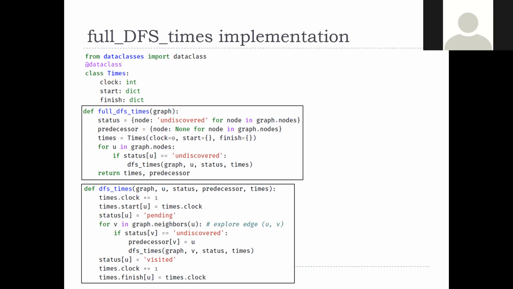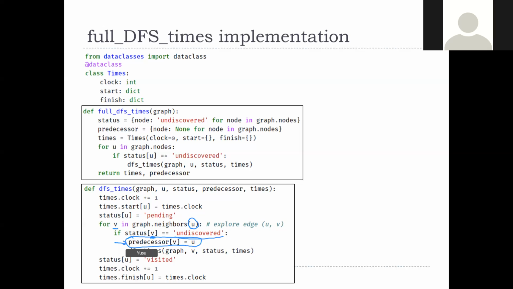So the changes are now, whenever we first discover a new node, if we explore a node U and then look at its neighbor V, and if this V was undiscovered, that means this is the first time we discover node V. In that case, we also record the predecessor of V to be U. The other change that we have is that we change the start time. So this is one change that we have.